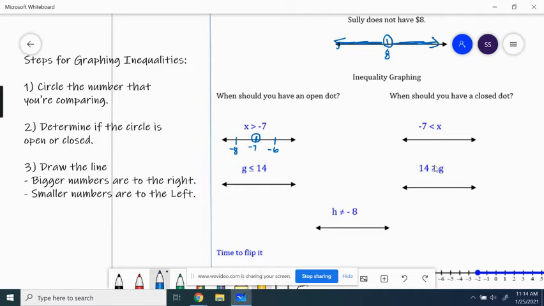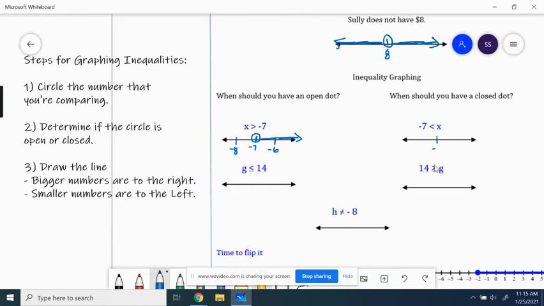So we want to look at the inequality statement, and this says x is greater than -7. Well, if the mouth is eating the x, that means that the x is greater than, and bigger numbers are to the right. So my line is shaded to the right.